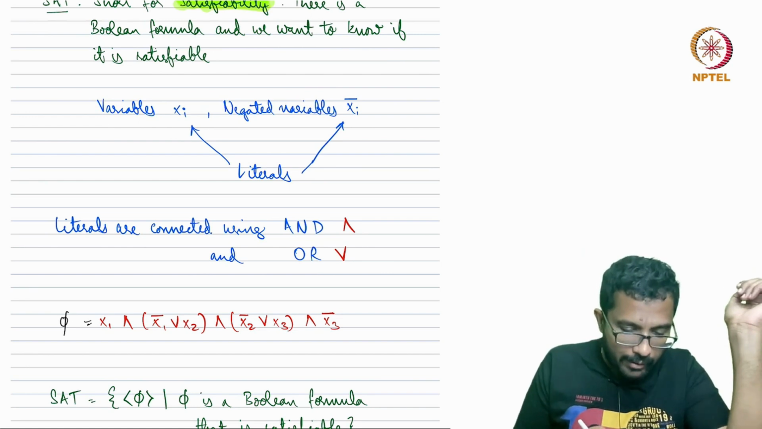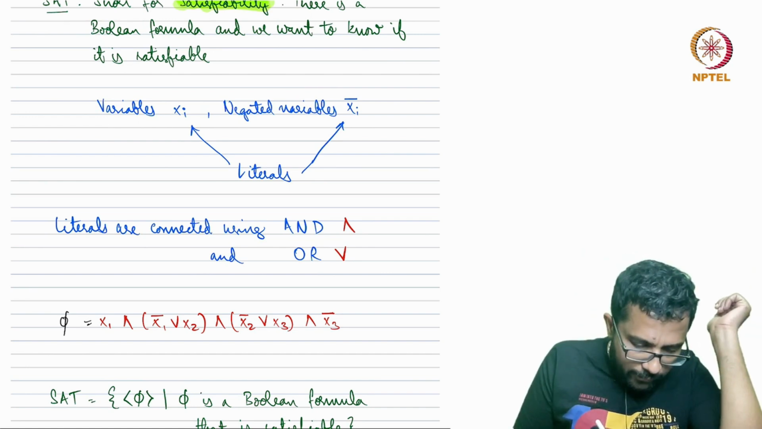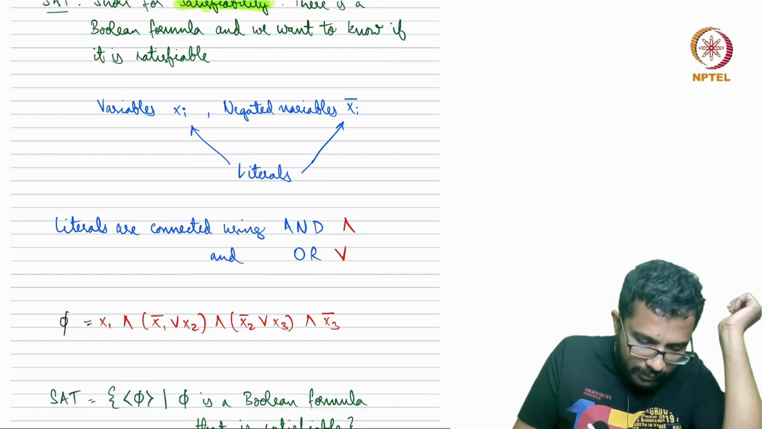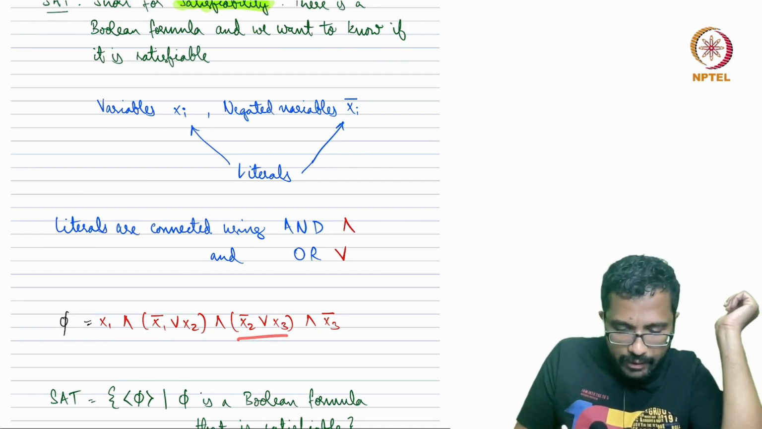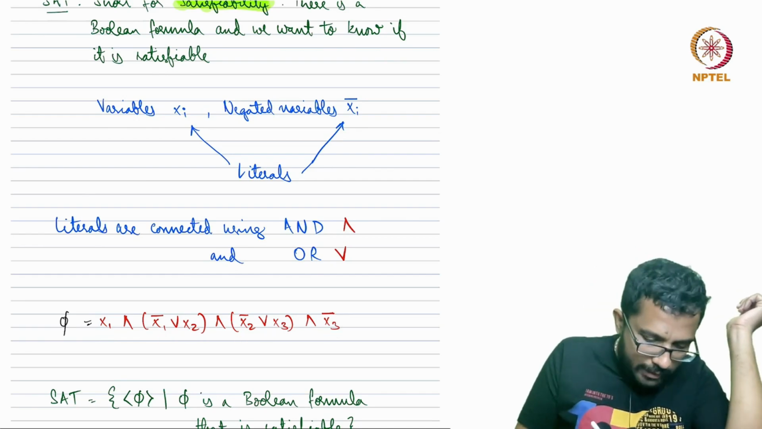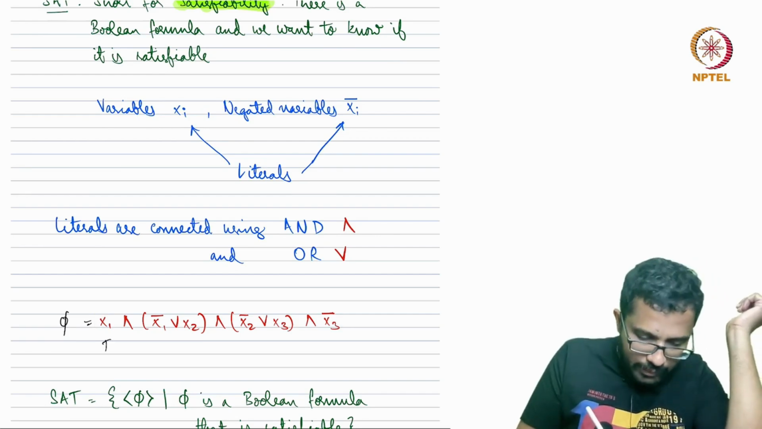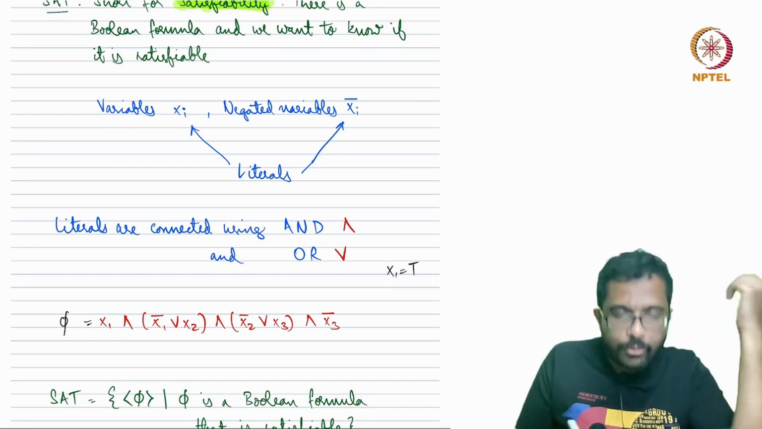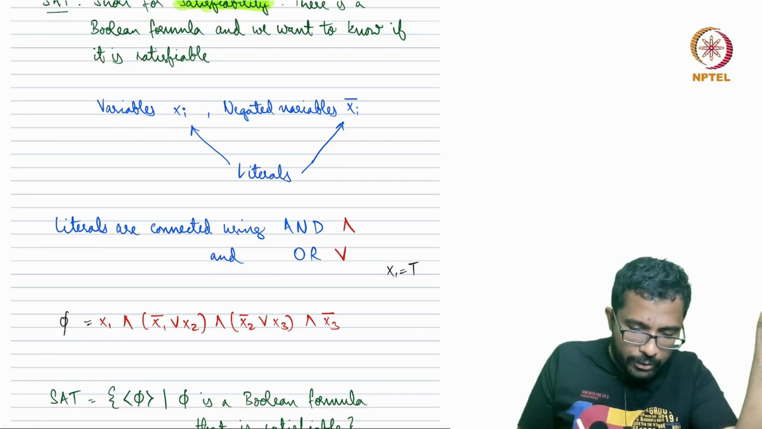to true? Let's see. So it's an AND of four things. So first x1, then x1 complement or x2, then x2 complement or x3, and then x3 complement. So there is an AND of x1, which means x1 should be true. Maybe I'll write it here. So x1 should be true, because if x1 is false, the whole thing is false, because it's an AND of four things. So x1 should be true.